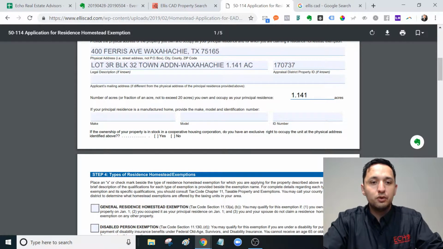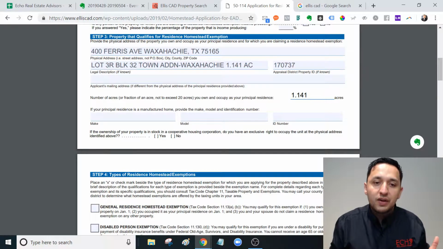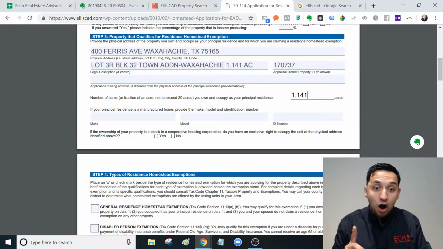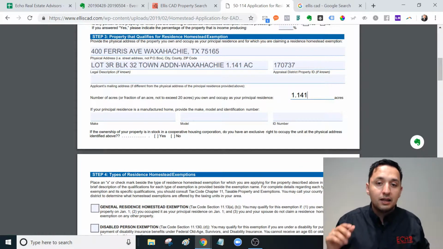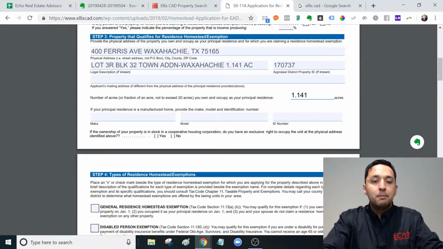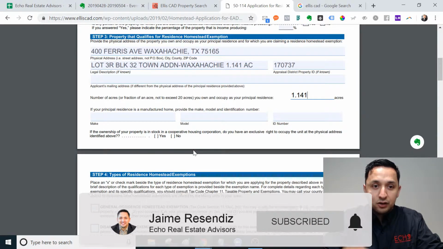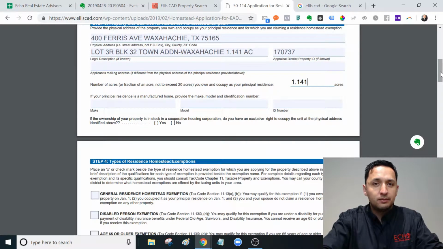If your principal residence is a manufactured home, please provide the make, model, and identification number. A common misconception is that manufactured, i.e. mobile homes, are not eligible for a homestead exemption. They are, you will just need to include some additional information. So the make, the model, the ID number, and you're on your way. They may ask for an affidavit here towards the end. We'll check that out before we sign off, but just rest assured, manufactured homes, mobile homes, you're eligible as well.